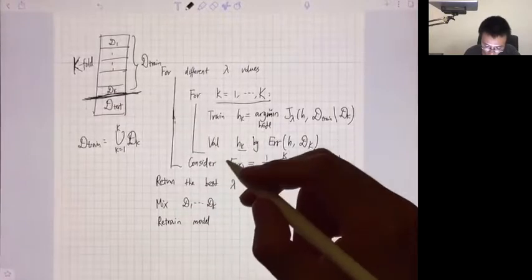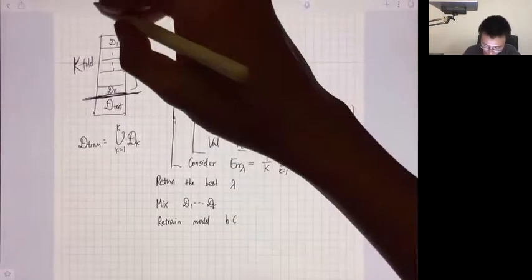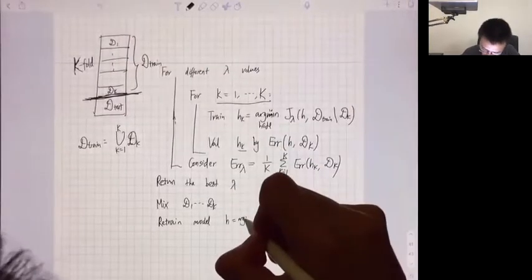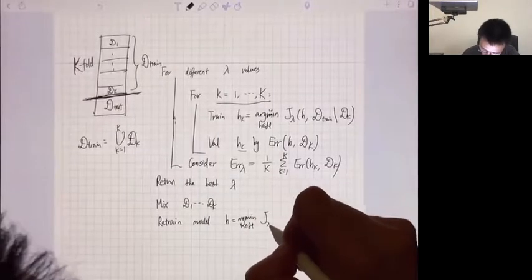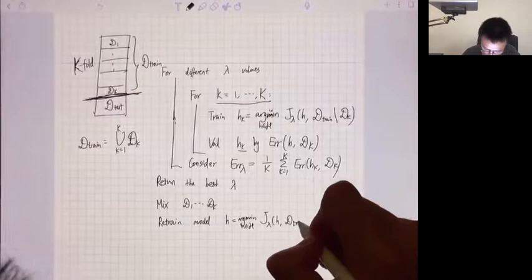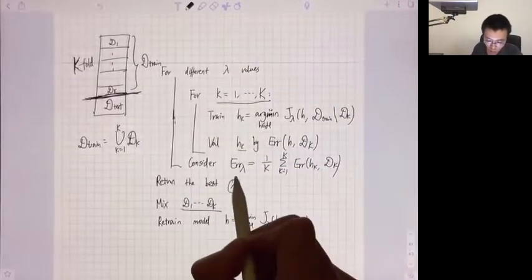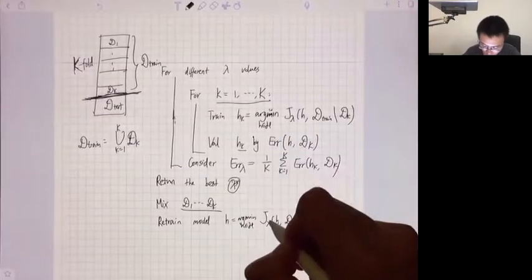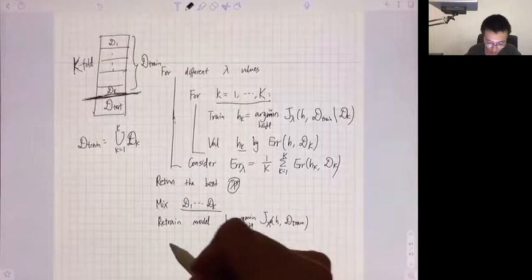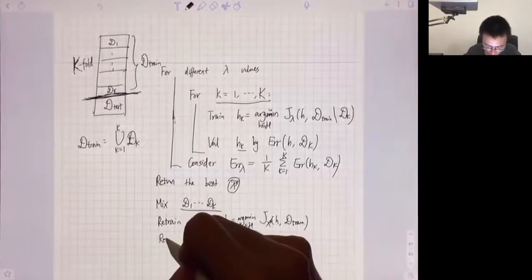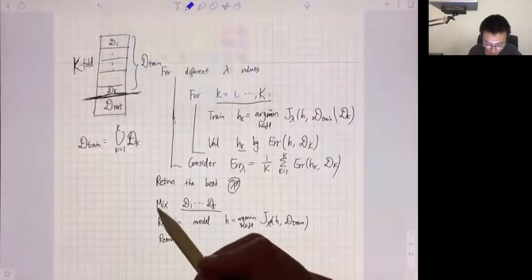Retrain my model, H, on the D train, okay? On the entire data set, I just mix them once again with this particular lambda, lambda star. With this particular lambda, I just retrain again on the entire data set, and then I return H. So this is one possibility.